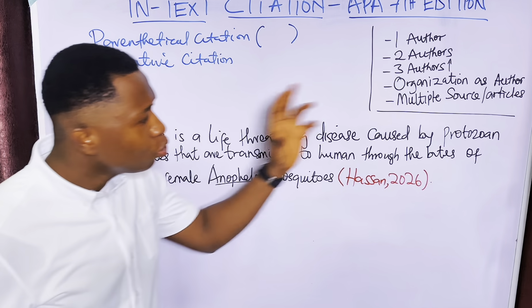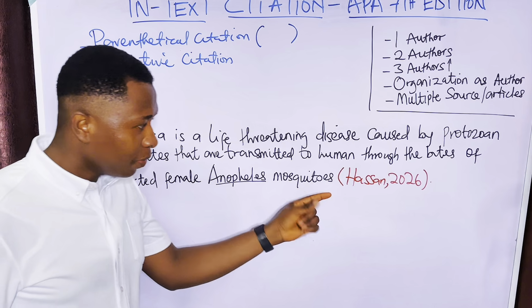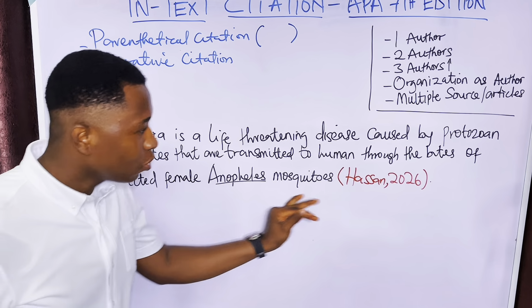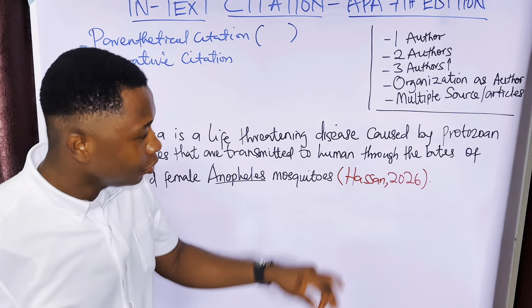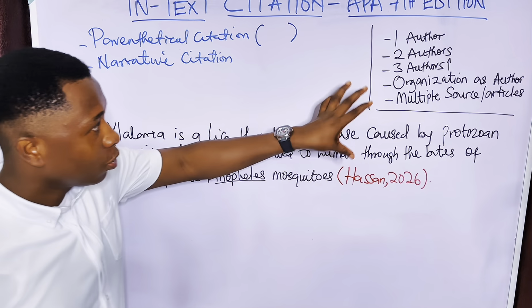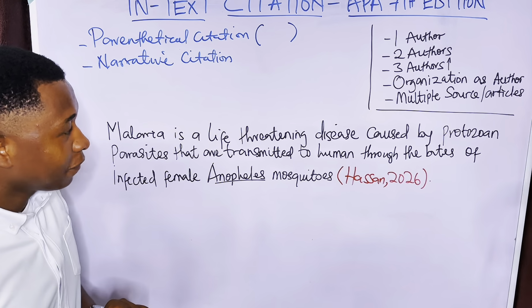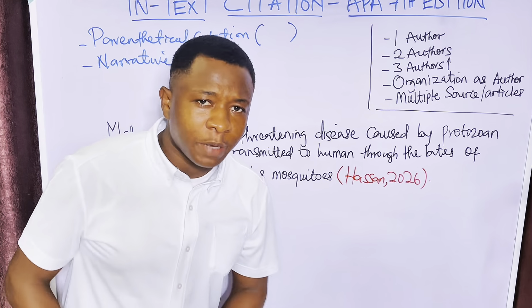So what about two authors? Remember, there is no full stop before the citation, so it's like a continuation. The full stop only comes after the citation. So this is the first type of citation we have talked about today. Let's move to the second type of citation.